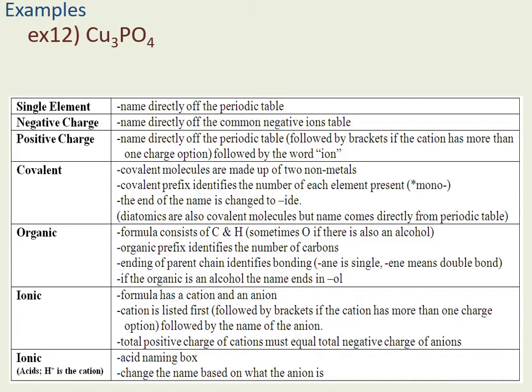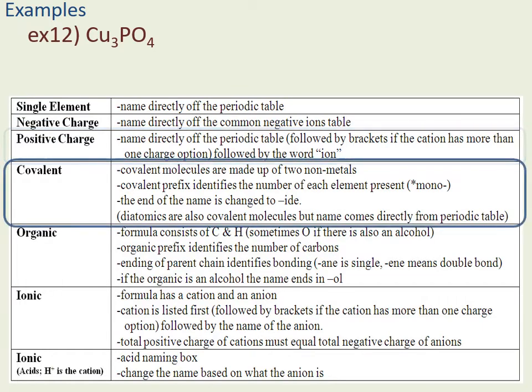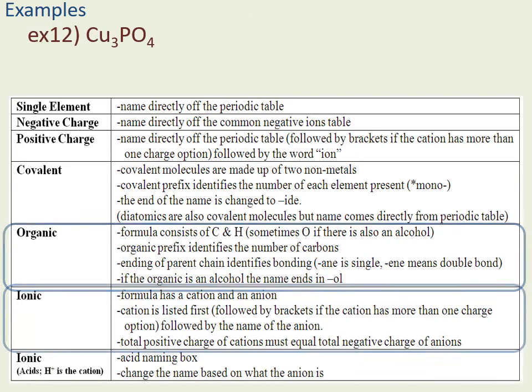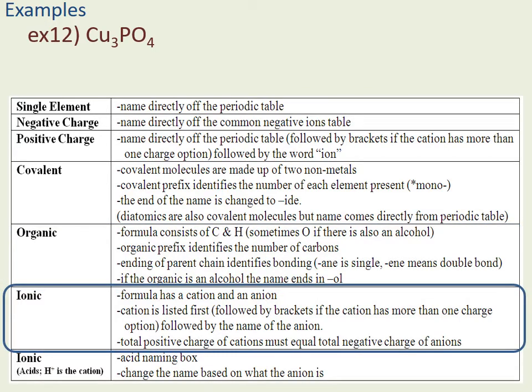Example 12, Cu3PO4. Again, not a single element, nor do we see a negative or positive charge. It's not a covalent because we have more than two elements. Not organic because we don't have any carbon. So therefore it must be ionic. And since we don't see an H, it's obviously not an acid. So we're looking at the ionic box, the ionic naming.